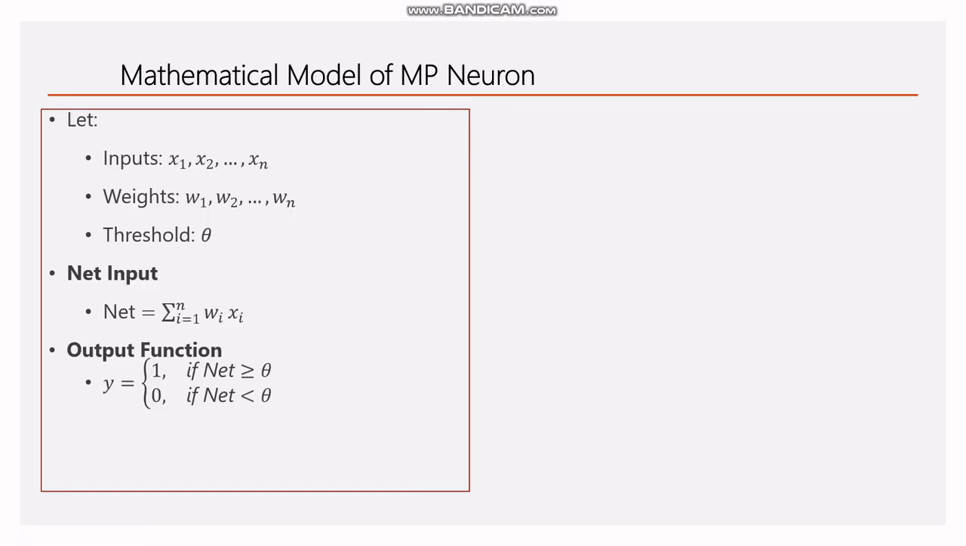Okay, so this is the mathematical model of the MP neuron. These are the inputs, the weights, and the threshold, let it be theta. The net output, or you can say net input, will be the summation from i equal to 1 to n of wi xi. And what will be the output? If this net is greater than or equal to the threshold theta, the output is 1, otherwise 0.